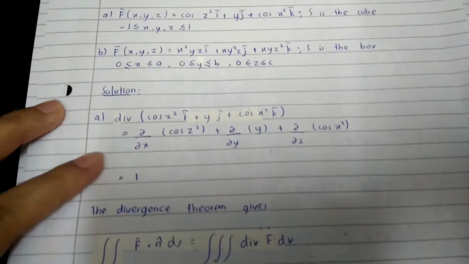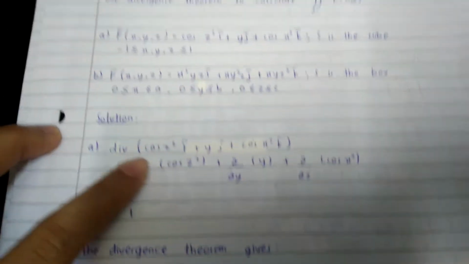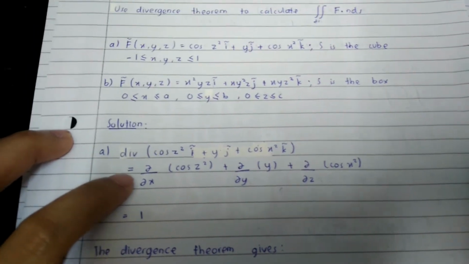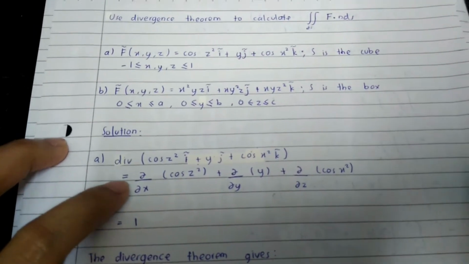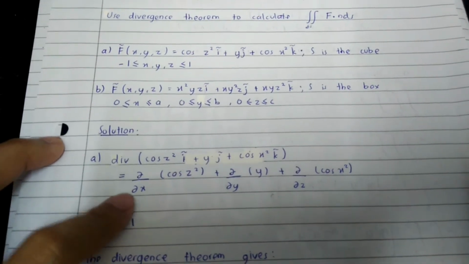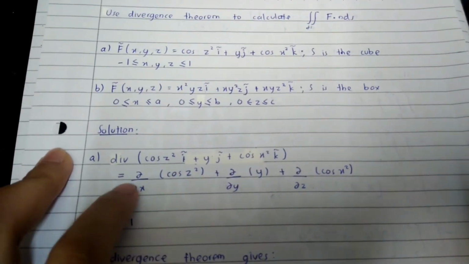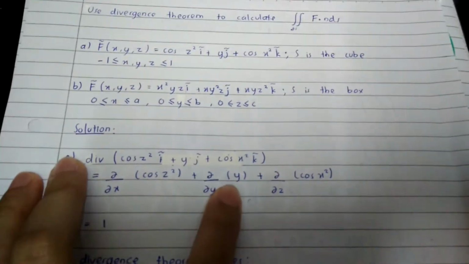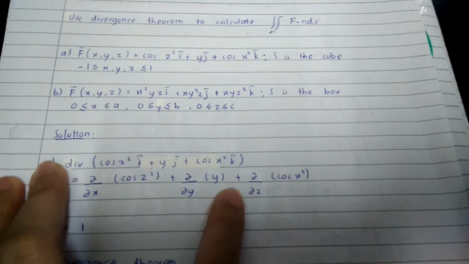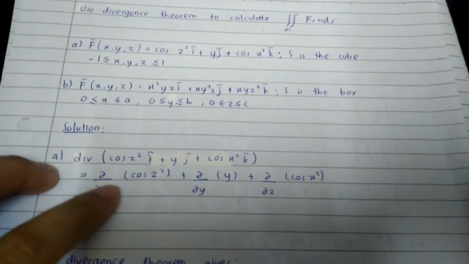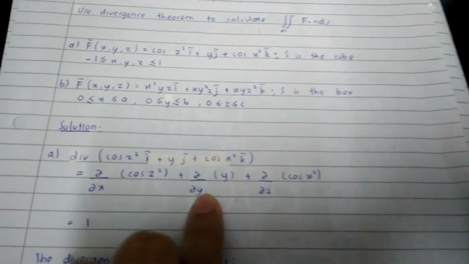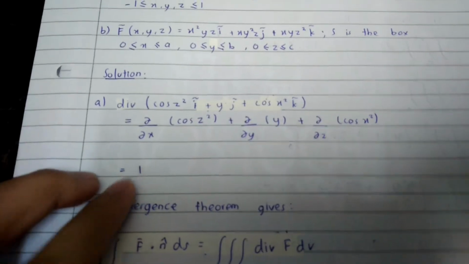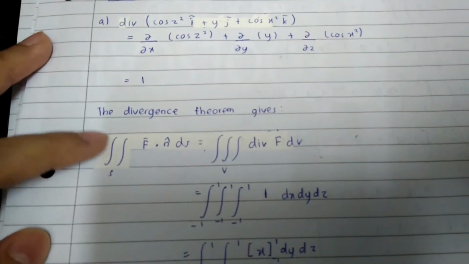So the solution for A is, first we need to find the divergence of F(x, y, z). So we differentiate the equation. For i, we differentiate with respect to x: del over del x of cos z squared, plus del over del y of y, plus del over del z of cos x squared. So this one we differentiate with respect to x, this one with respect to y, this one with respect to z. So we get 1. And then we find the divergence theorem.